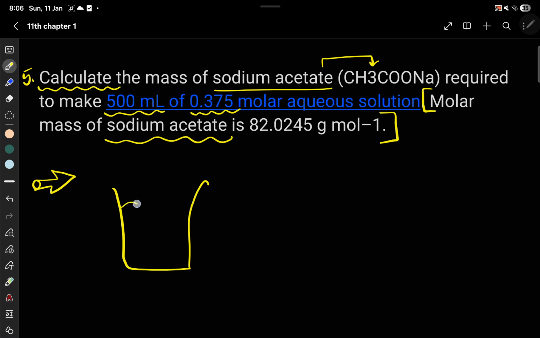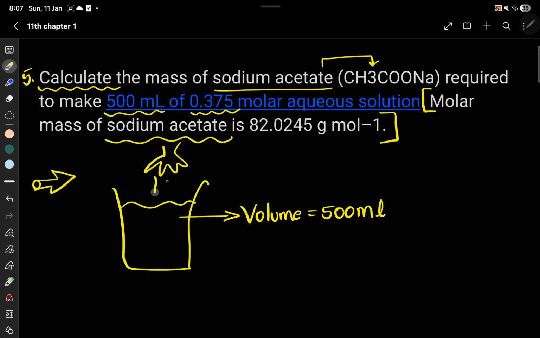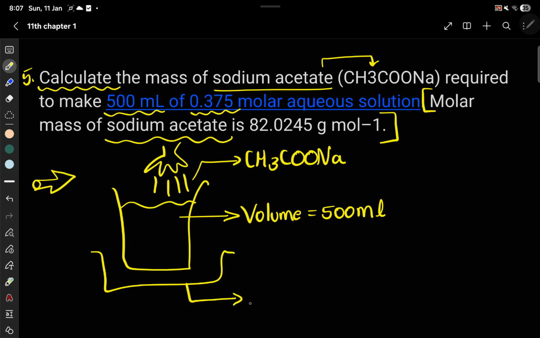Just imagine, students, that in this question you have a tumbler. The data which they have given you is the volume of solution, which is 500 ml, and they are telling you that in this tumbler, if you add a chemical, sodium acetate, with the chemical formula CH₃COONa, a solution is going to get prepared, and the solution has a molar aqueous concentration, which is also called molarity, that is 0.375.